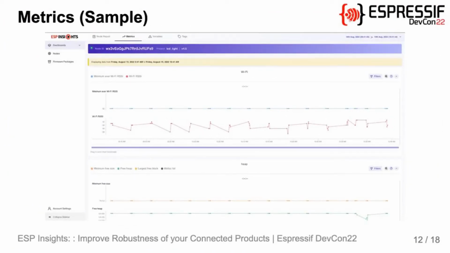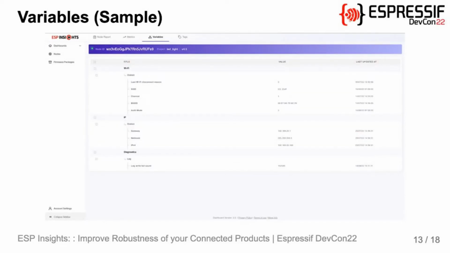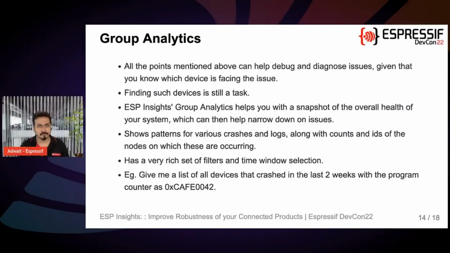Here's a sample of the metrics. As I mentioned, it gives a good visualization over the timeline. In, say, the last 24 hours, how your system has performed, how your heap metrics have performed, how the Wi-Fi signal strength has varied, and all those sorts of things can be plotted here. This is a sample of the variables, which talk about system parameters, like the IP address and the IP network that you are connected to. These are all extremely helpful in debugging and pinpointing the particular issue at hand.